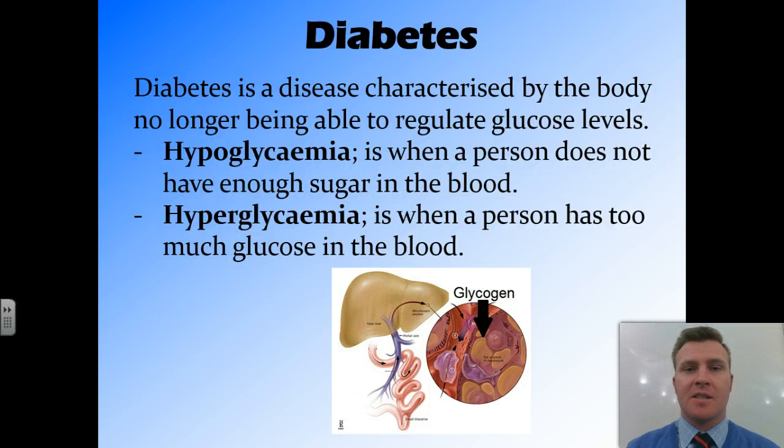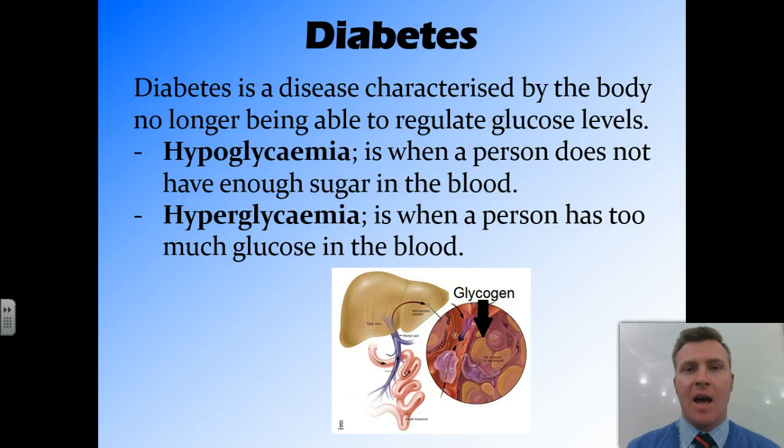Diabetes is a disease where the body is no longer able to control the amount of blood glucose. There are two things that can happen to a diabetic. One, they can go into hypoglycemia, where they don't have enough sugar in the blood, and a way to treat this would be to give the person some sweet food, usually jelly beans or something like that, and the sugar in that will, once it gets into the bloodstream, increase the amount of sugar in the blood.